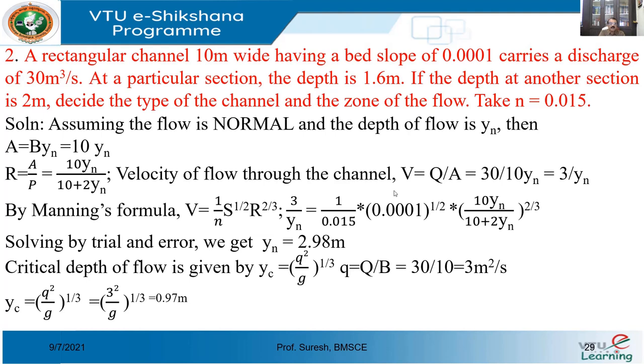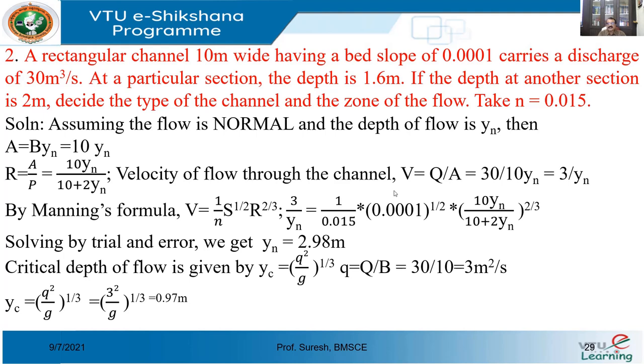Now, then P1 is equal to 10 plus 2 Yn. 10 plus 2 Yn is the perimeter at this section 1-1. Corresponding to this A1 and P1, R1, the hydraulic mean radius becomes A1 by P1, that is equal to 10 Yn divided by 10 plus 2 Yn. Call this as equation number 1.